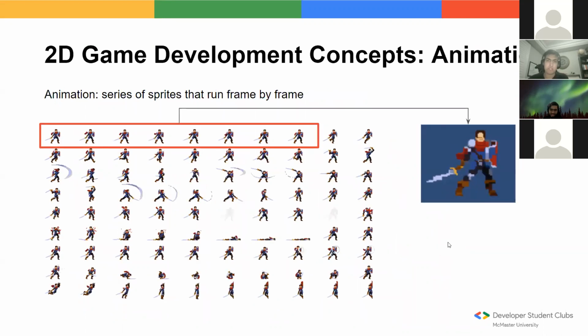So to go over what an animation is, it's just a series of sprites that run frame by frame. So we can take these idle sprites together, and we can run them frame by frame in order to form this animation over here. And that's how animation in 2D works if you're using images. If you're using models, it's a completely different process, but since we're using images, this is how animations work in 2D.